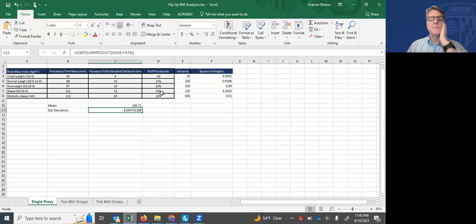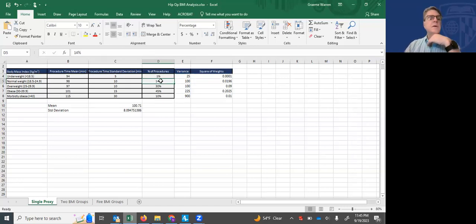And then this percentage comes from the case. These are just numbers that were computed from the actual frequencies of the different BMI groups in the article. The variance is simply the square of the standard deviation. And then I'm also squaring these weights here. So these are the weights of each of the BMI categories. That's the square of the weights.